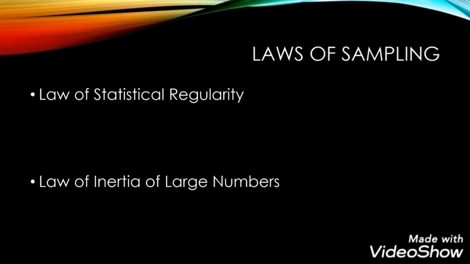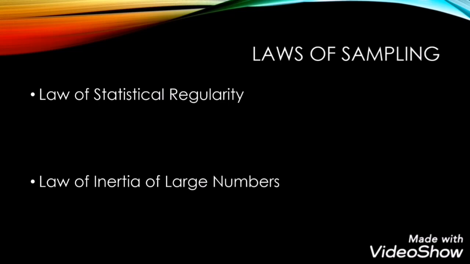Laws of sampling. There are two important laws on which the theory of sampling is based: the law of statistical regularity and the law of inertia of large numbers. Let us take the first law. This law is derived from the mathematical theory of probability. This law points out that if a sample is taken at random from a population, it is likely to possess almost the same characteristics as that of the population.